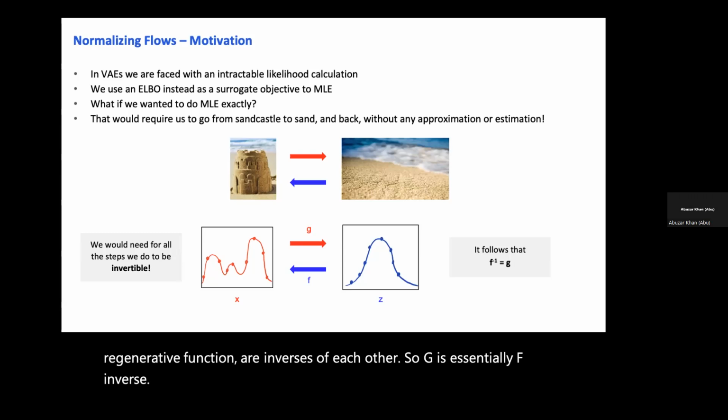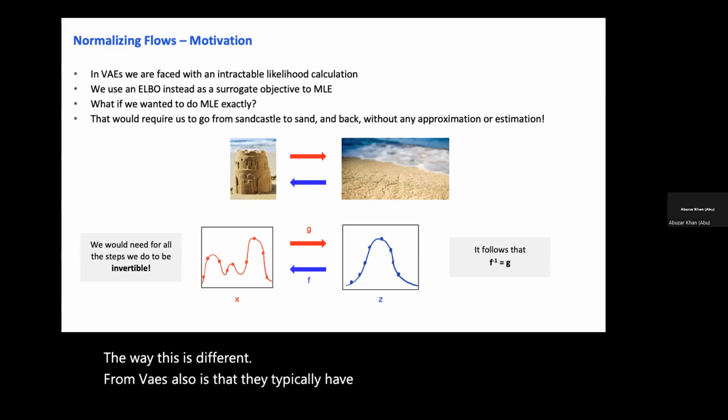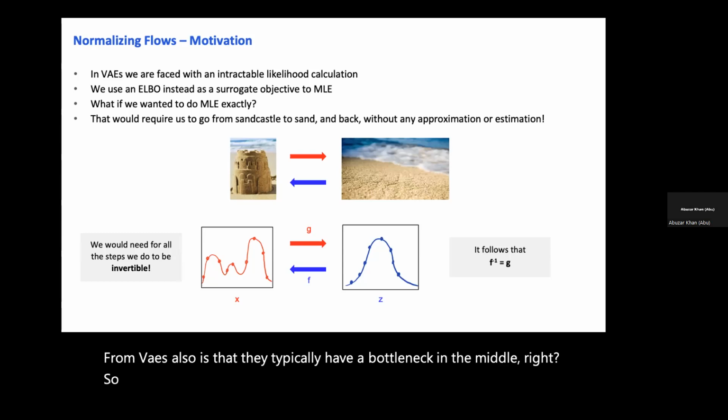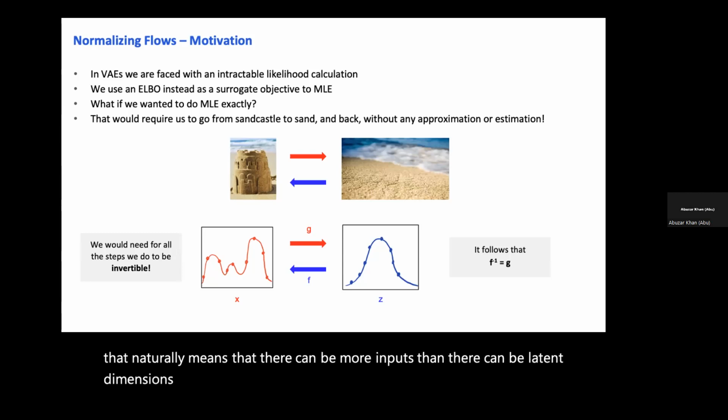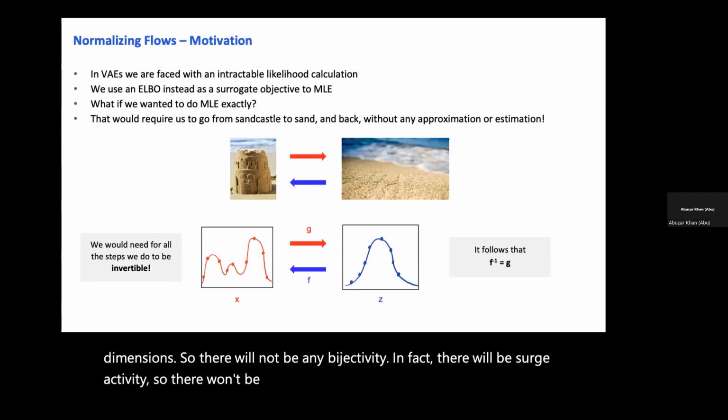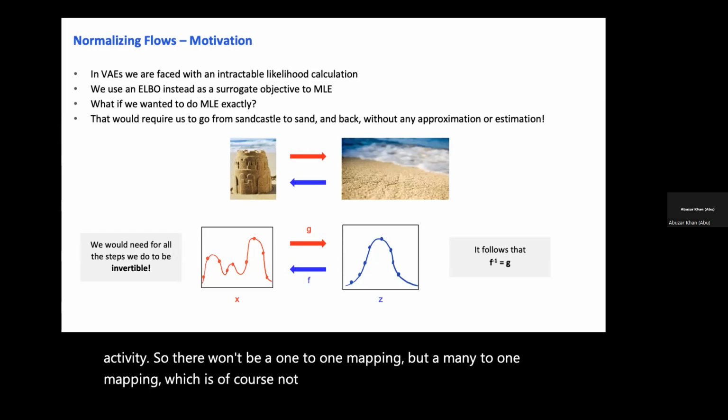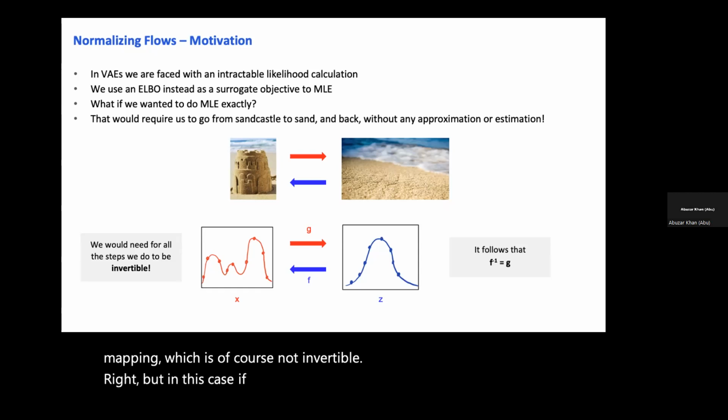The way this is different from VAEs also is that they typically have a bottleneck in the middle, so it tends to be smaller than our input dimension. That naturally means that there can be more inputs than there can be latent dimensions. So there will not be any bijectivity. In fact, there will be surjectivity. So there won't be a one-to-one mapping, but a many-to-one mapping, which is, of course, not invertible. But in this case, if we actually define a function which is invertible, this is entirely possible.